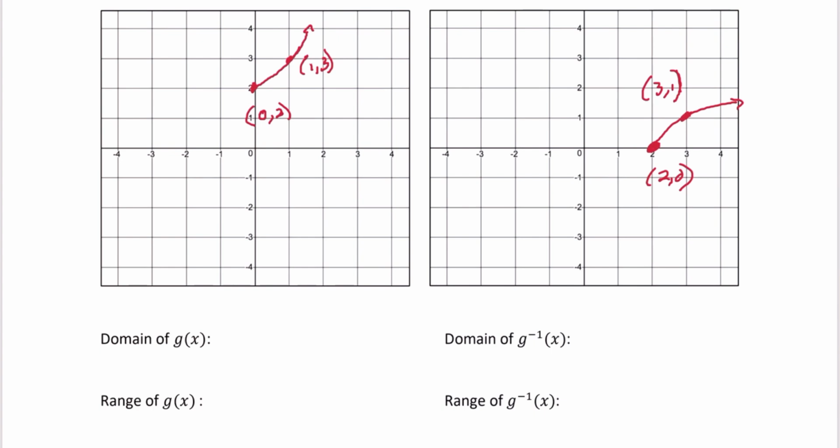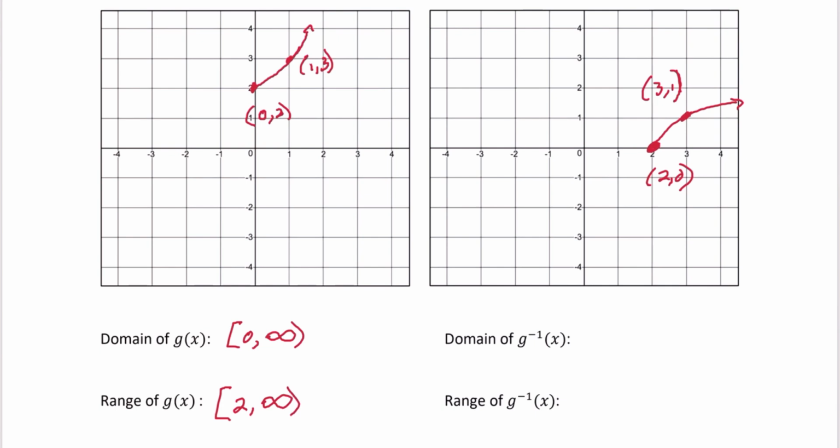Looking at the graphs, we can find the domain of G. The domain of G, remember, are the x values. So we have 0 to infinity. The range of G are the y values, 2 to infinity.